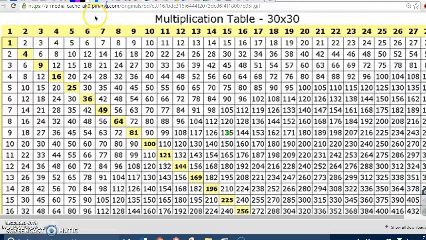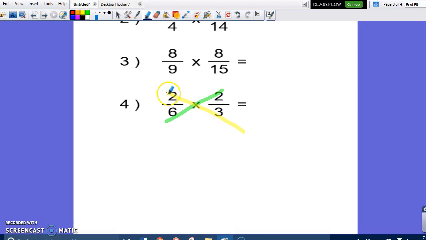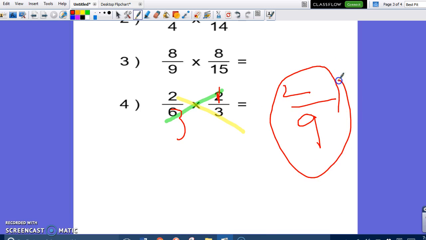How about a 2 and a 6? Looking for a 2 and a 6. Okay. I have a 2, I have a 6. Again, 2 and a 6. 1/3. So I can replace that. I hit the wrong one, didn't I? 1/3. Multiply straight across. 2 times 1 is 2. 3 times 3, 9. Voila, done.